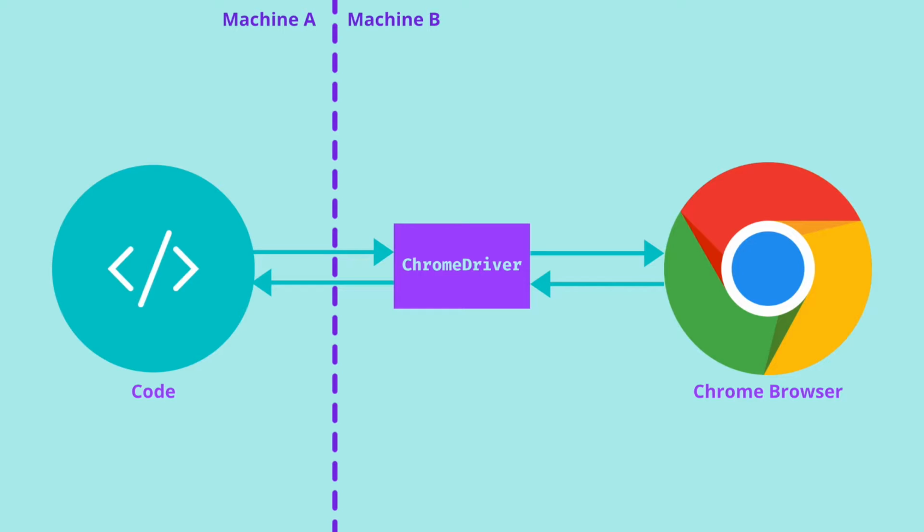Here's an example of the caveat I was talking about before. While your driver always has to sit on the same machine as the browser you're automating, your code can actually be executed remotely. That means that the code will send instructions to the driver over the network and receive information back over the network as well.